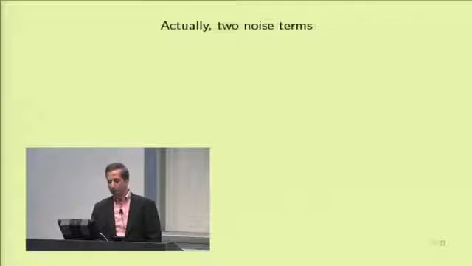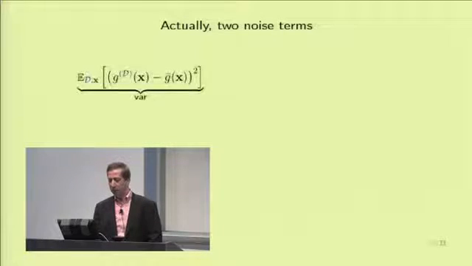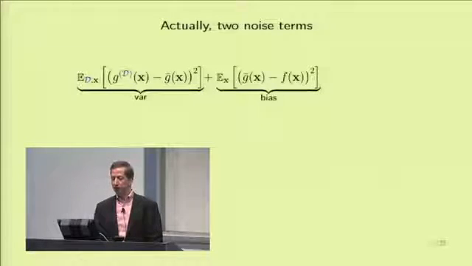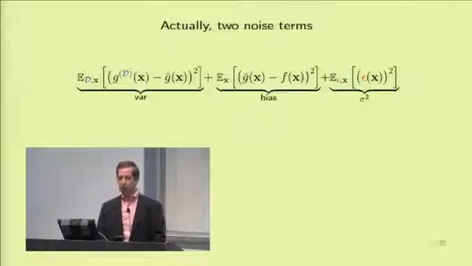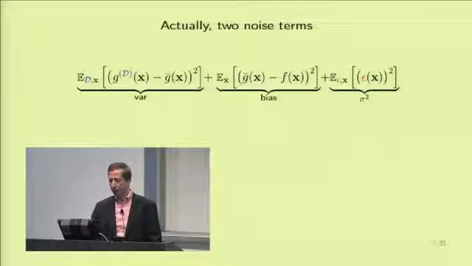Well, you will see that there are actually two noise terms that come up. Okay, so this is the variance term. Okay, let me put it. This is the bias term, and this is the added term, which is just sigma squared, the energy of the noise. Let me just discuss this a little bit.